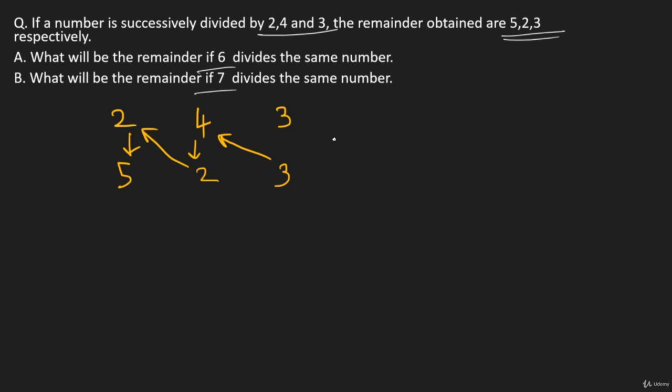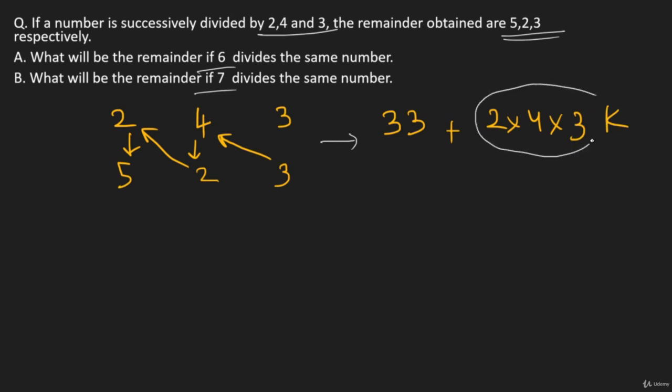Now I can write the generic expression that satisfies the condition given as 33 plus 2 into 4 into 3k. Remember, 2, 4 and 3 are the divisors. Now this is equal to 33 plus 24k. This is the generic expression that satisfies the given condition. Now let's do the first question. It's mentioned, what is the remainder if 6 divides the same number, right?